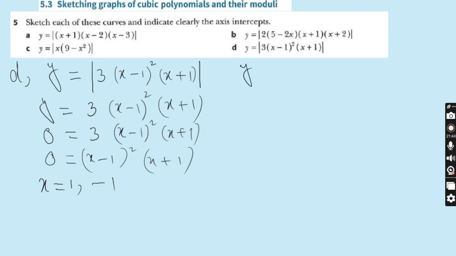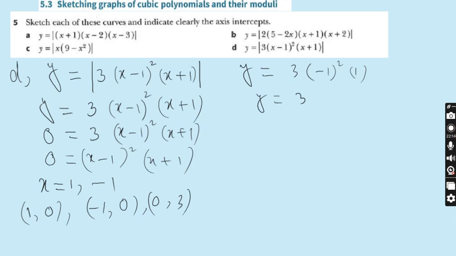The y-intercept. We have to put x is equal to 0. That is 3 times (0 minus 1) square, which is minus 1 square, and 0 plus 1 is 1. So y is equal to 3. So the coordinates are (1, 0), (minus 1, 0), and (0, 3). That is the y-intercept.